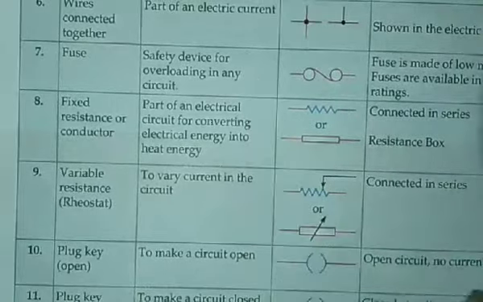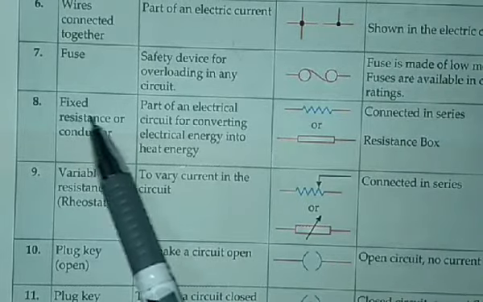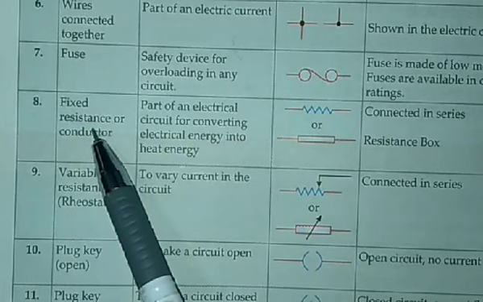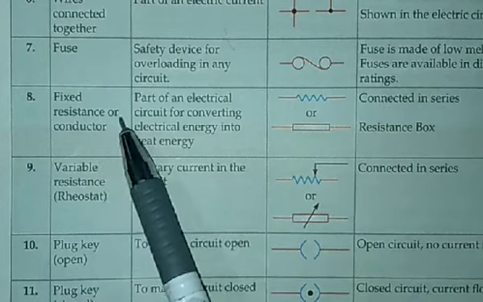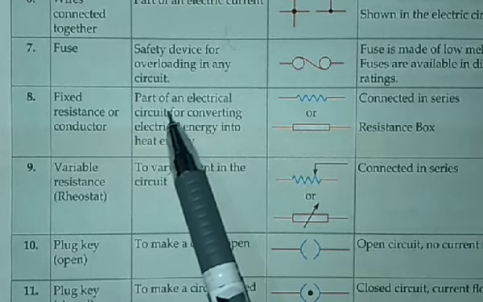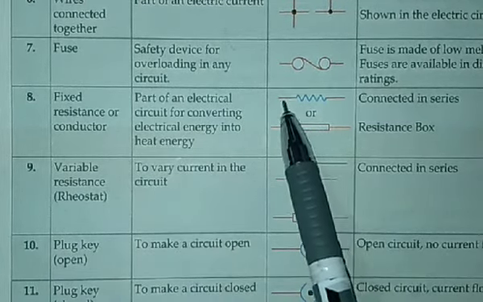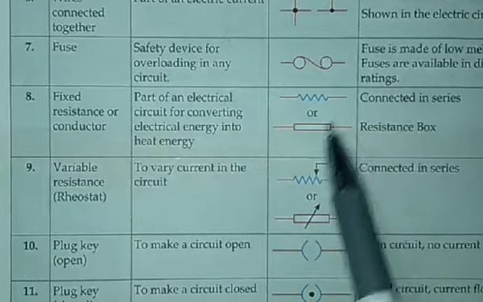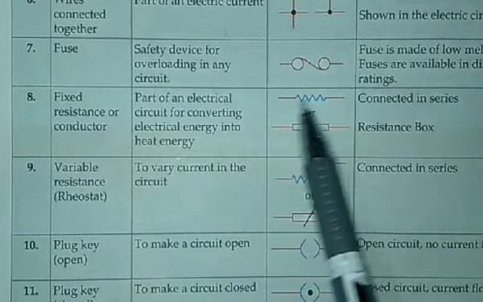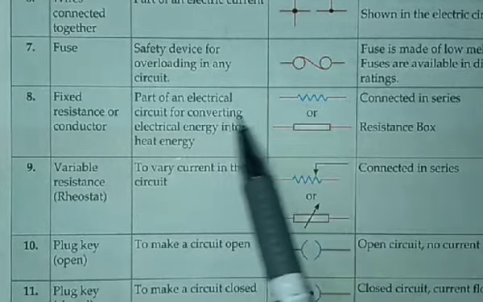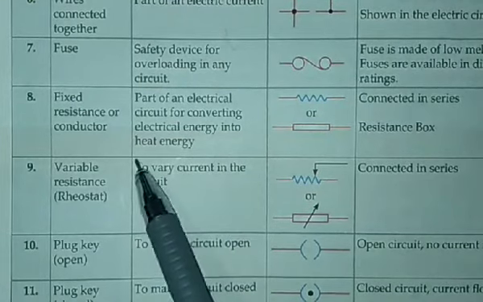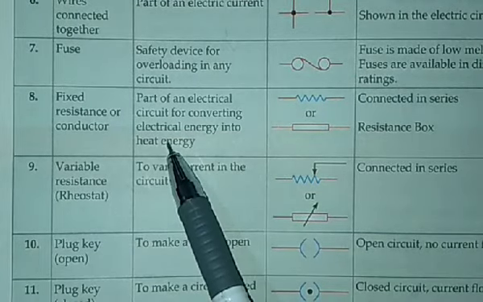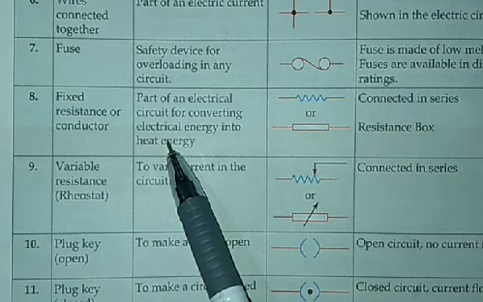Okay, students. Now next, fixed resistance or conductor. Students, now we have to learn an electrical component which is known as resistance. Okay, students, what is resistance? This is the symbol for resistance. In this way we represent resistance, or in this way, but commonly we use this symbol. It is the part of an electrical circuit for converting electrical energy into heat energy.